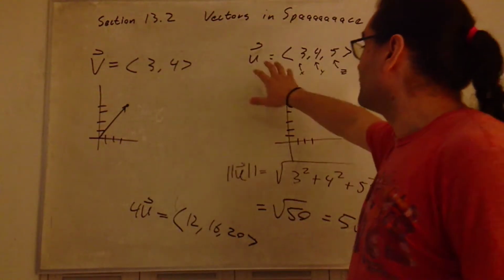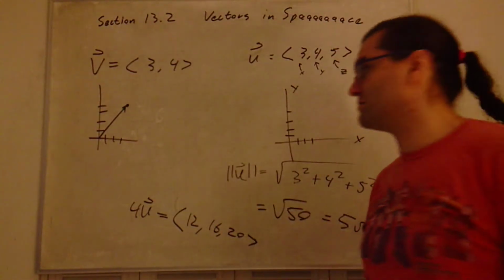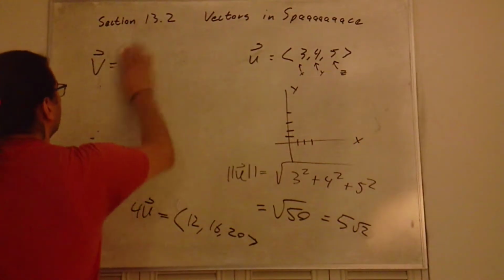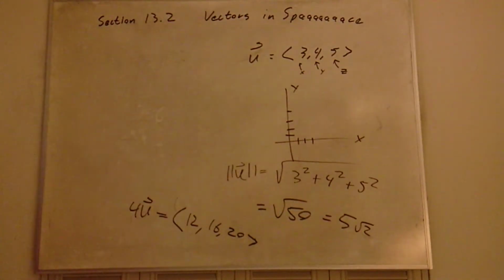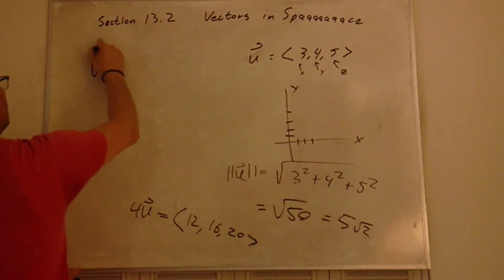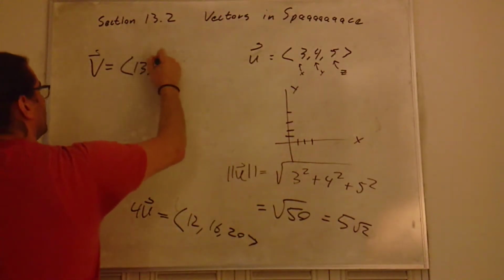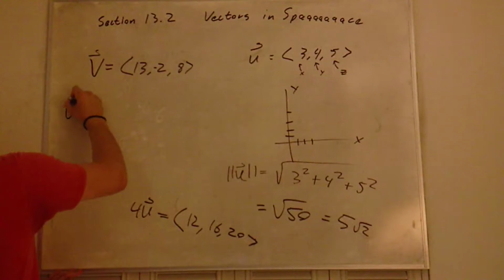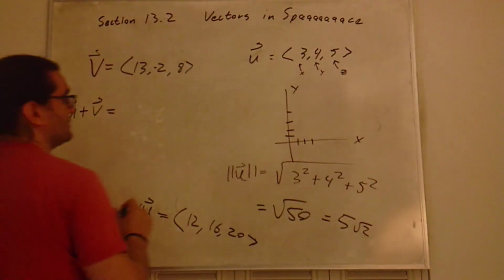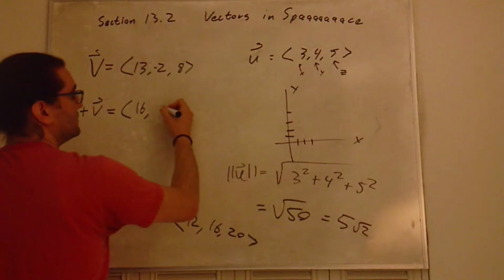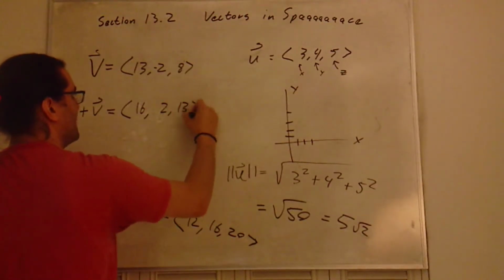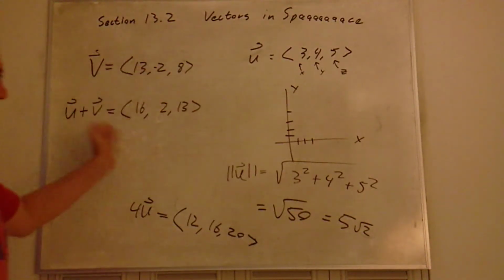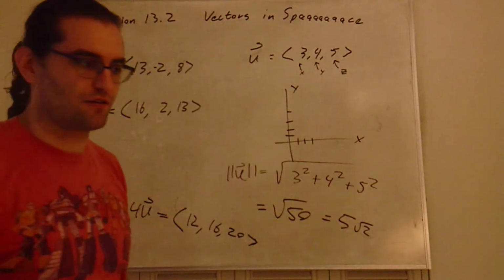But if you have 2 different vectors that are both the same number of dimensions, like if we erased this one and came up with a new vector v, like ⟨13, -2, 8⟩, now we could add these things together. u plus v is ⟨16, 2, 13⟩. So we can still do all of this arithmetic just like normal. There's just a third piece involved.